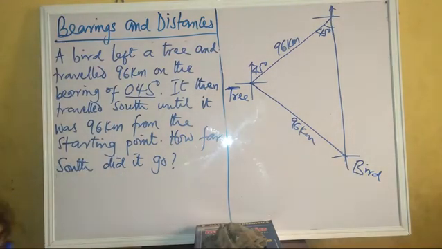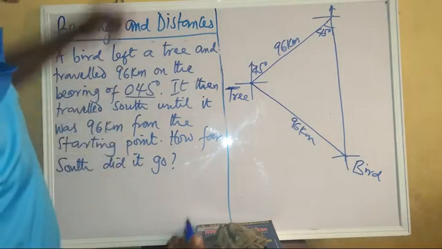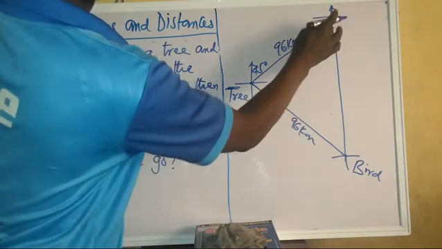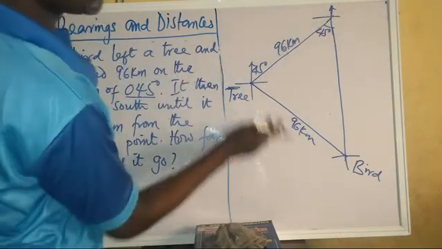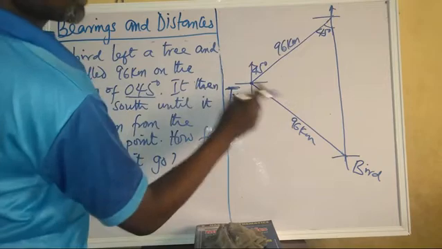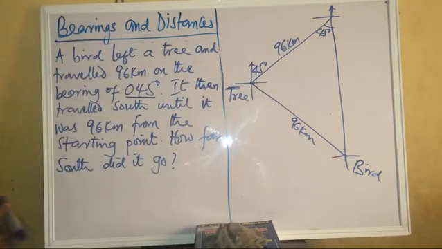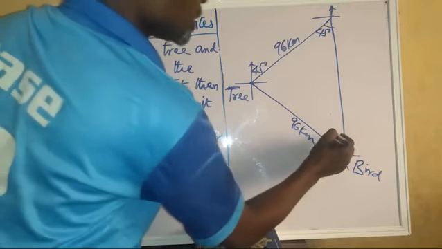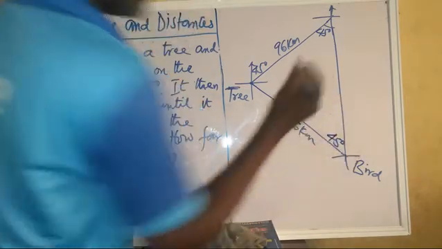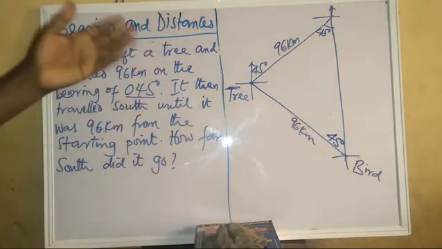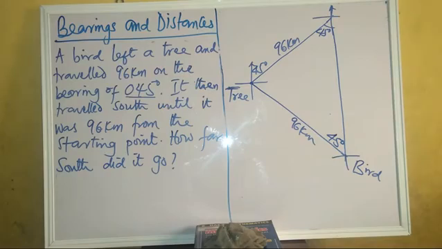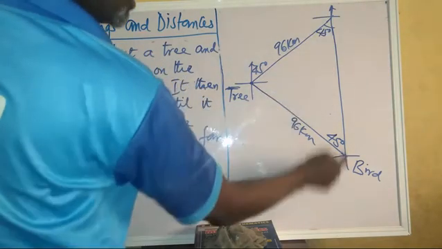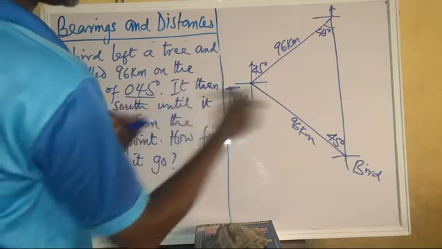So let's try to study the diagram together. Don't forget that this is 45 and this line is 96, and this is also 96. What that means is that this is an isosceles triangle, and in an isosceles triangle, the two base angles are equal. It means this is also 45 degrees. That's why we need to study the diagram. So if this is 45 degrees, then we can calculate the third angle.